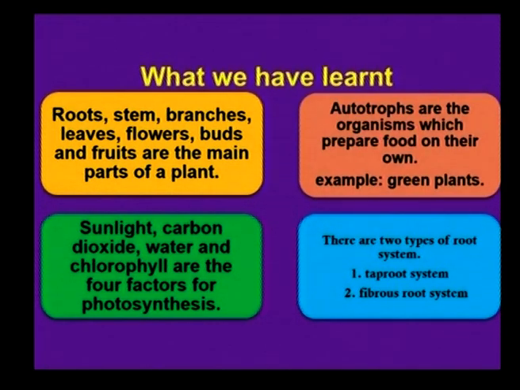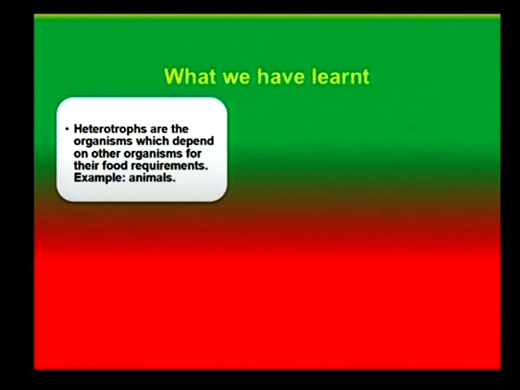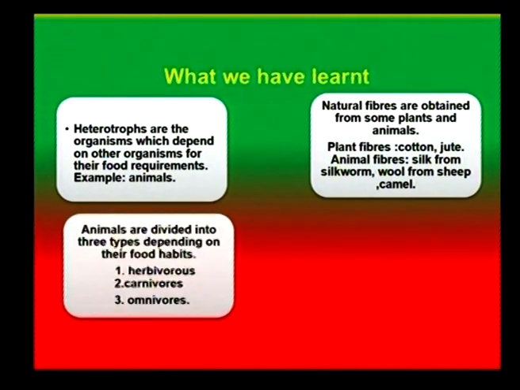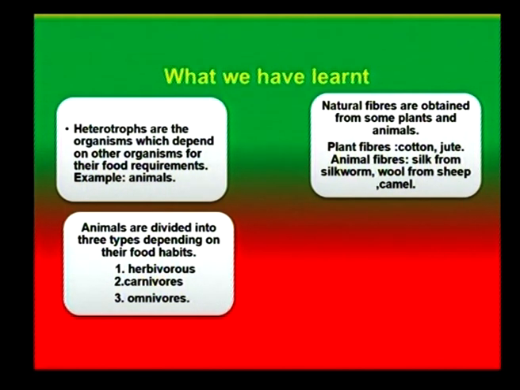Autotrophs are the organisms which prepare food on their own. Example, green plants. Heterotrophs are the organisms which depend on other organisms for their food requirements. Example, animals. Natural fibers are obtained from some plants and animals. Plant fibers are cotton, jute. Animal fibers are silk from silkworm, wool from sheep, camel. Animals are divided into three types depending upon their food habits: herbivores, carnivores and omnivores.